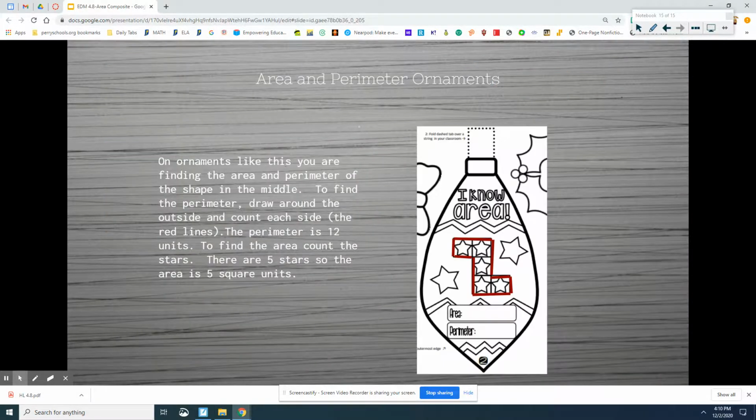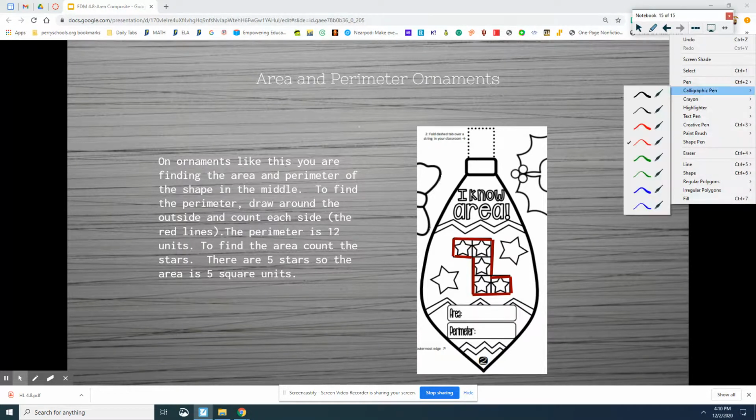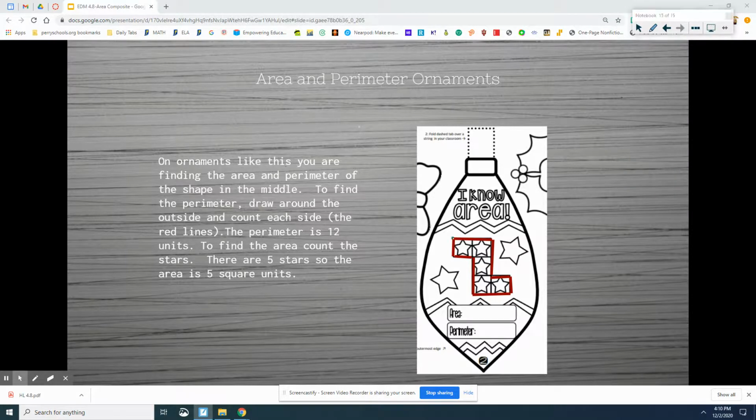The other one could look like this. This ornament isn't a quadrilateral. It is a little bit different. So we know that the perimeter is the distance around a shape. So I'm going to start with that. And I'm going to start in this top left corner. So I'm going to say 1, 2, 3, 4, 5, 6, 7, 8, 9, 10, 11, 12. The perimeter is 12 units. Now to find the area, I already have those stars in there, so I'm going to count those stars. So it's going to be 1, 2, 3, 4, 5. The area is 5 square units.